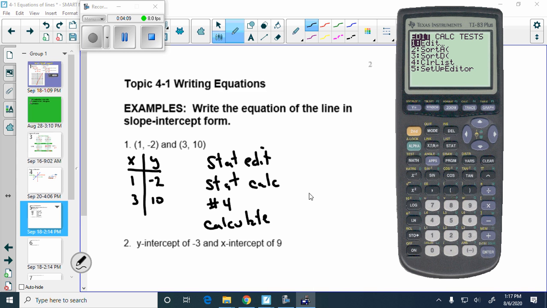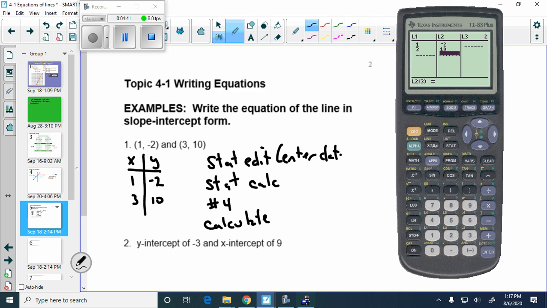This is Stat Edit, and I'm going to enter these coordinates into my L1 and L2. If you have other stuff there, you can use your arrow keys to clear out list 1. I don't want to delete list 1, I just want to clear it out. The numbers here are 1 and 3. Go over to this L2 and enter the y's, -2 and 10. So I'm going to write on here, enter data here. Now I'm going to press the Stat button again, and this time instead of Enter here, I'm going to go over to Calc.